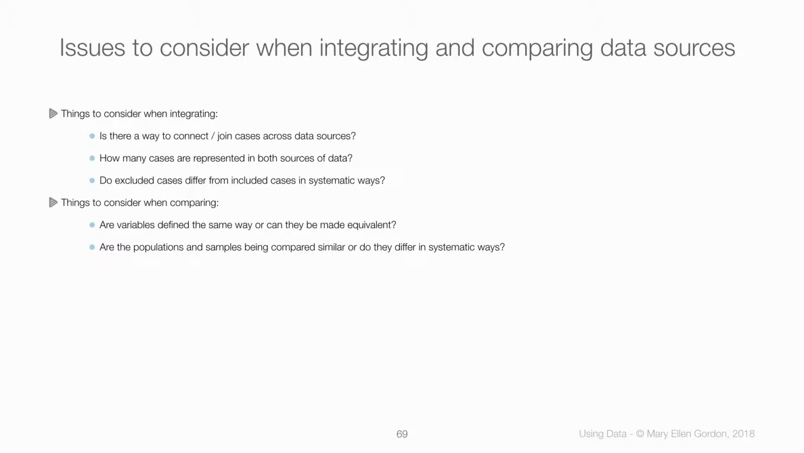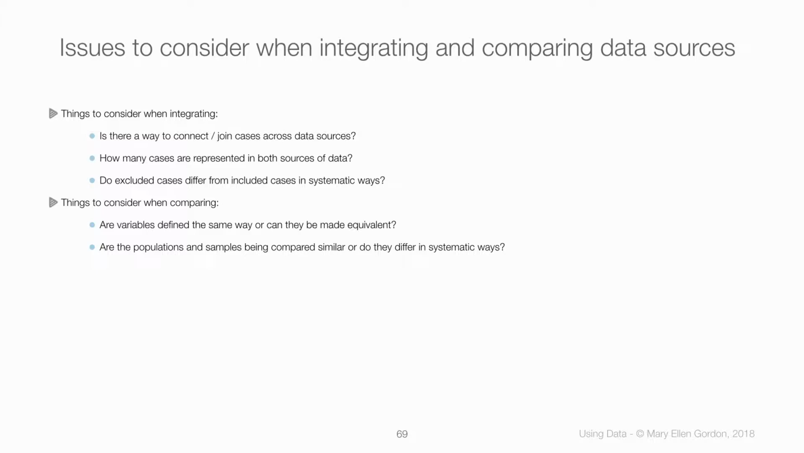We also want to think about whether excluded cases differ from the included cases in systematic ways. So in that example that I just gave, if we do think that the people who responded to the survey are different than the people who don't, then anything that we look at in terms of how attitudes and behaviors relate to one another really only applies to the type of people who did the survey and doesn't necessarily apply to other people.